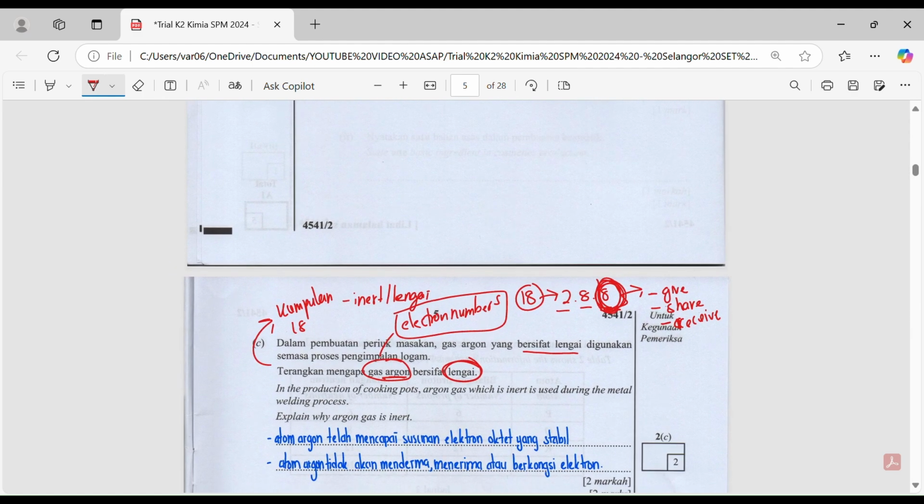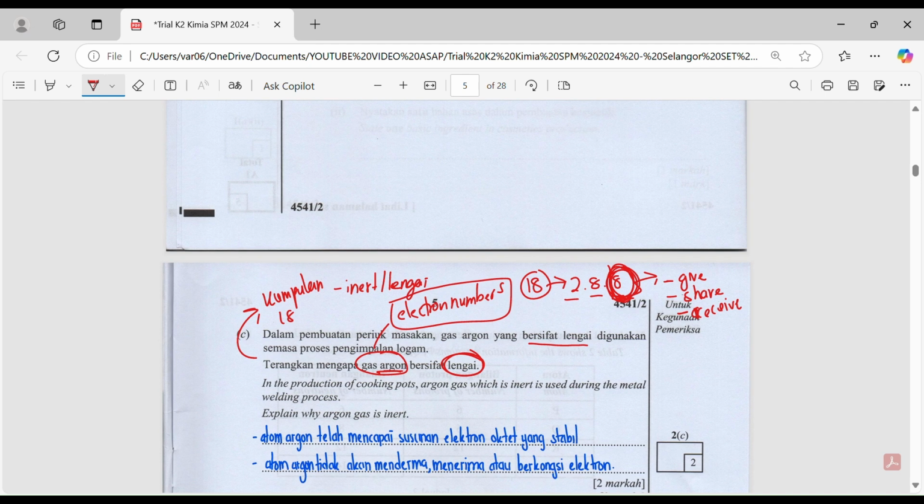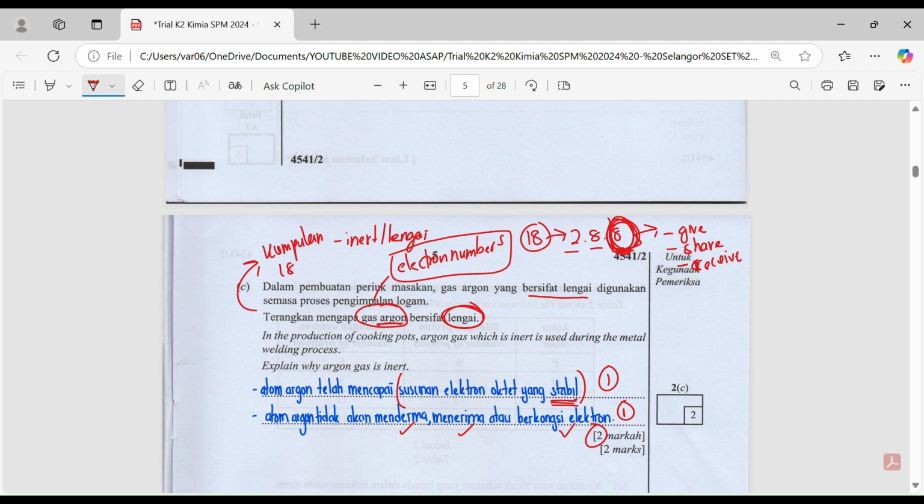Right? Okay. So now, atom argon telah mencapai susunan elektron oktet yang stabil. 1 mark. Make sure you write the word stabil. Alright? That is also another key point that you must include. If you write till here, takut you won't get the marks. Alright? Okay, next. So since it already mencapai susunan elektron oktet yang stabil, atom argon tidak perlu menerima, menderma atau berkongsi elektron. Simple, 2 marks there. Done.